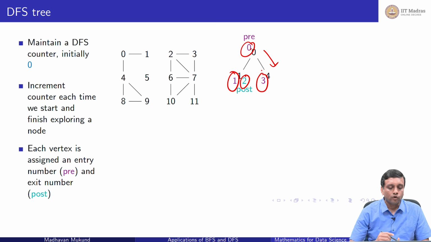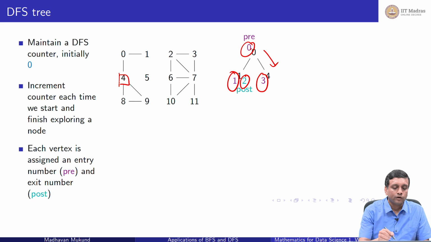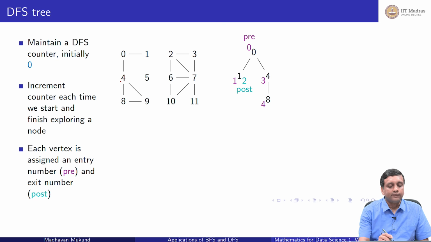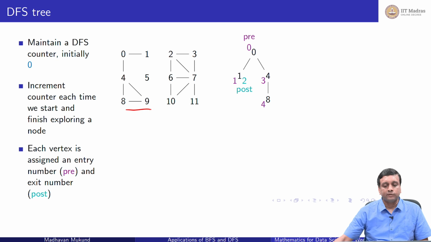So now I am at 4. So 4 has 2 unexplored neighbors other than 0, because 0 is already explored. So I go to the smaller one, say 8, right? So again I increment my number from 3 to 4 and I enter 8. So I enter 8 with the pre number 4, and now from 8 I can go to 9 because 9 has not yet been visited. So from 8 I enter 9 with pre number 5. So each time I am just incrementing this one counter. The pre and post is the same counter, it's being incremented whether I go in or go out.